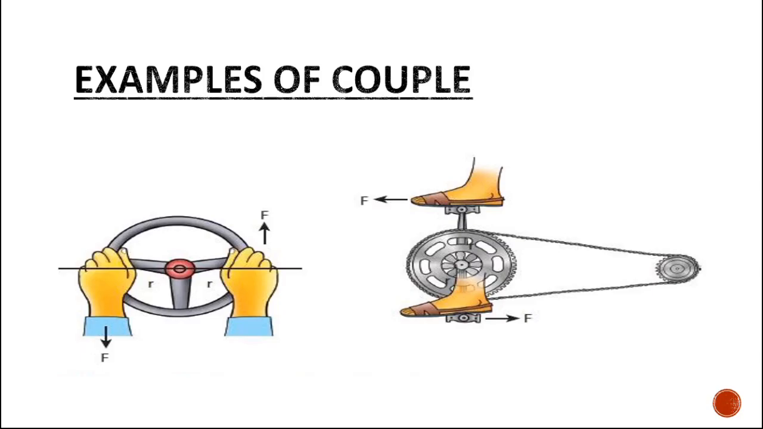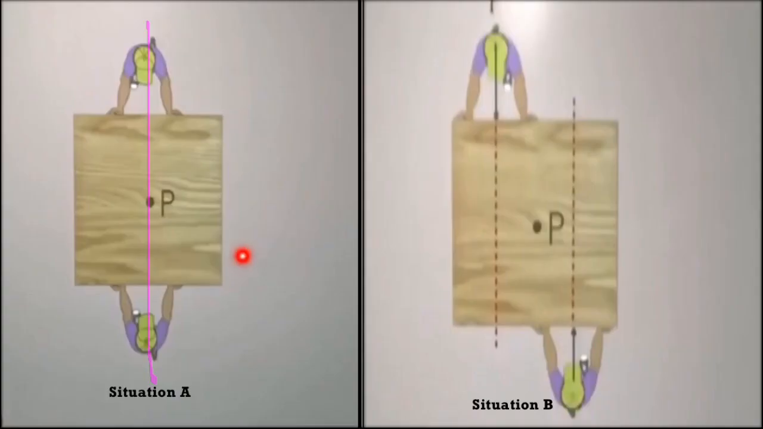To understand these things, let us analyze this picture. We have 2 situations, situation A and situation B. In this, there are 2 persons. Both are applying the forces in the opposite direction. One is applying the force in this direction and the other is applying the force in this direction. When both the persons are applying the forces in the opposite direction, you can see that this table will not move. It will be balanced.